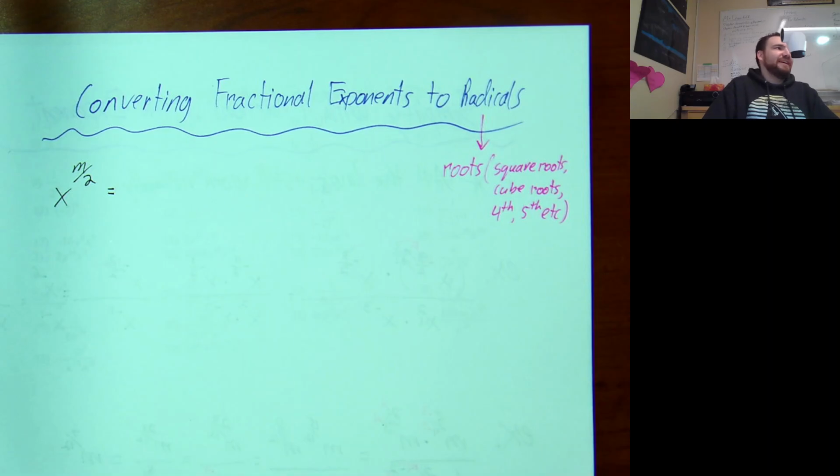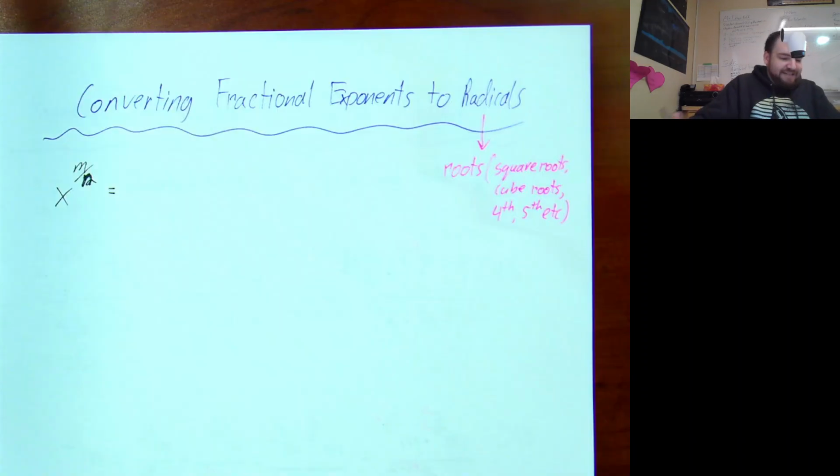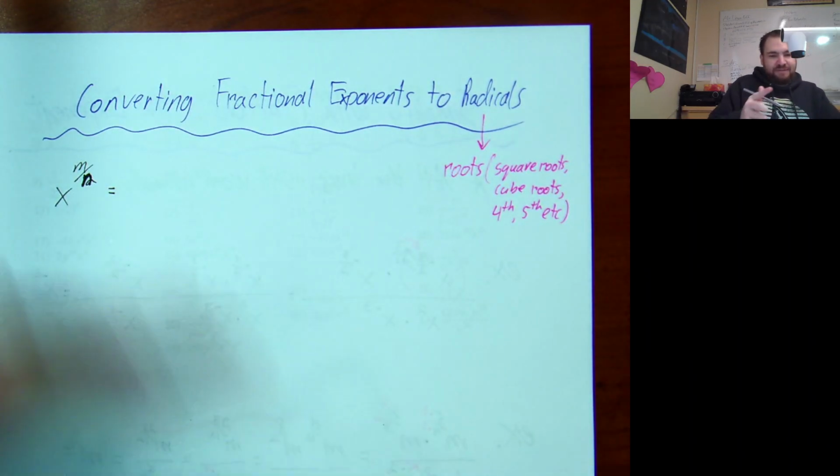Anyway, you get the idea. Okay, so if I have this, and that shouldn't be m over 2, it should be m over n. X to the m over n. I'm getting distracted talking about names.